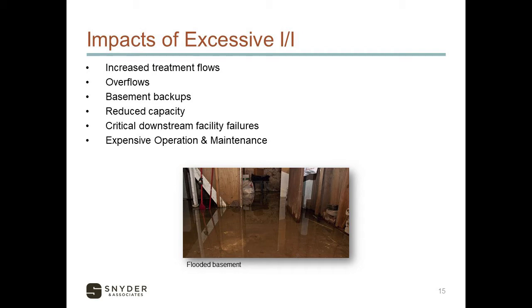Overflows, whether that's into the street through surcharging of a manhole or an illicit discharge to a downstream water body. Basement backups, nobody likes a wet basement. These are really common, and this is really a result of too much clear water getting into our sanitary system. Reduced capacity, again, sending more clear water into the sanitary network than it's designed to handle. Over time, critical downstream facility failures.